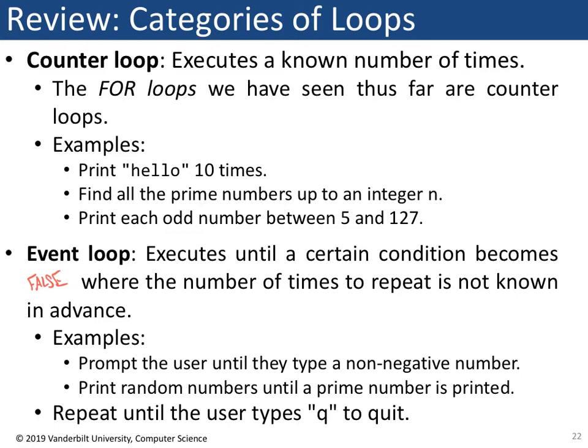So what would be some examples? If we wanted to prompt the user until they had typed some non-negative number. So what I'm saying here is, let's say that you said, hey, type in a non-negative number, but the user typed in a negative number. Then you want to do it again. So you want to continue to prompt them until they type in a non-negative number. Or maybe you want to print random numbers until a prime number is printed. Since we can't predict what the random number generator is going to print out, we're going to keep printing random numbers until we have printed a prime. When we print the prime, we're done. So this is a repeat until something happens.